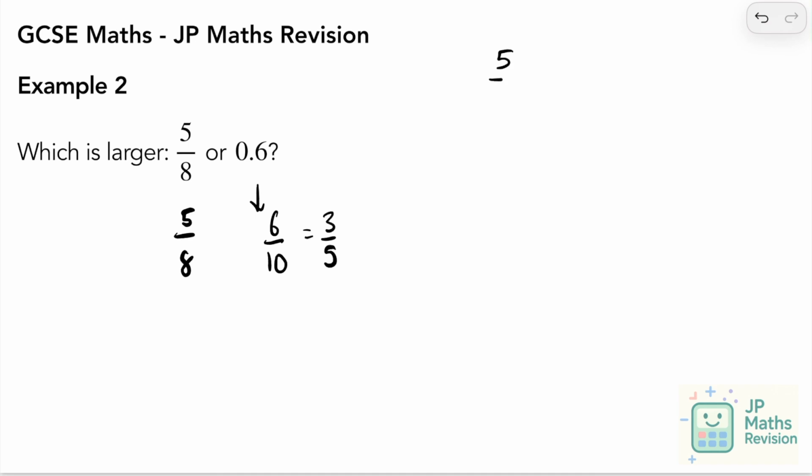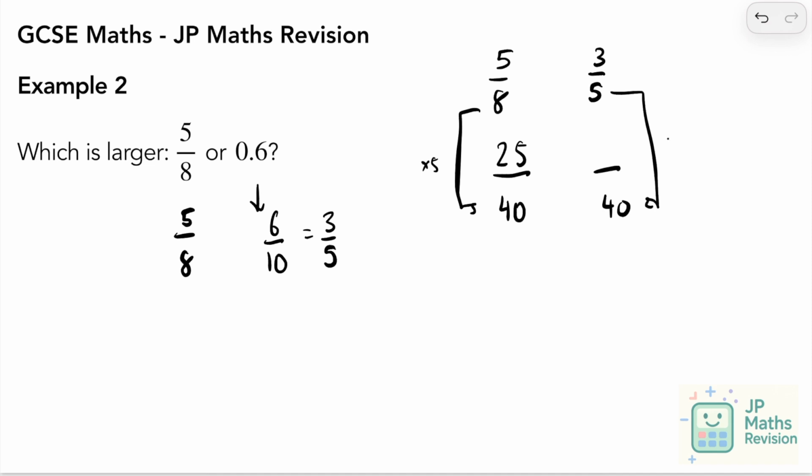So we need to compare 5/8 with 3/5. So in order to do this, they need to be over the same common denominator. So in this case, it's going to be 40. So to get from 8 to 40, we times by 5. So I'm going to do the same thing to the numerator. 5 times 5, that's 25.